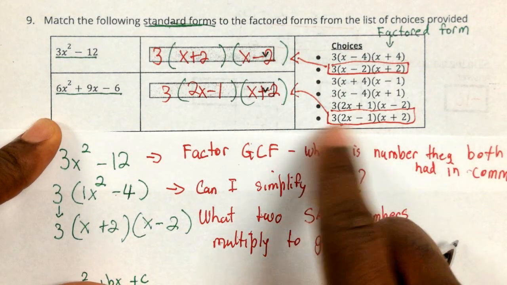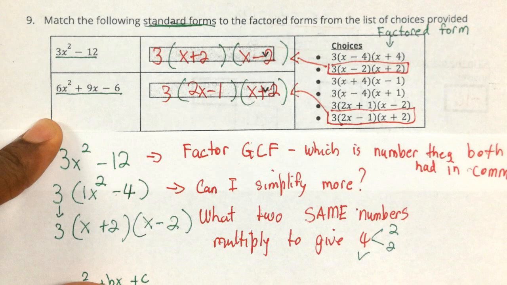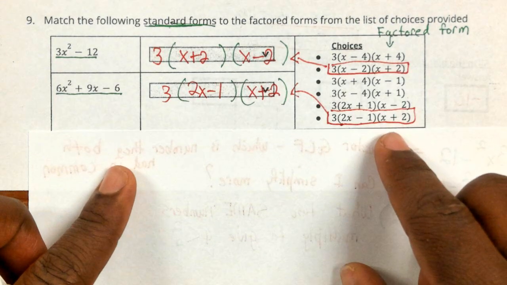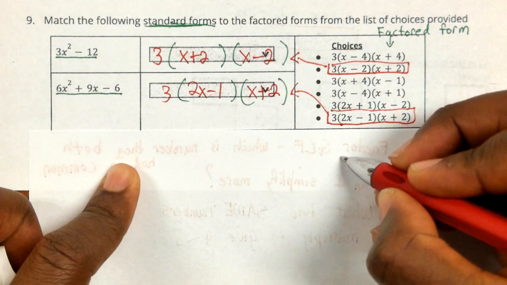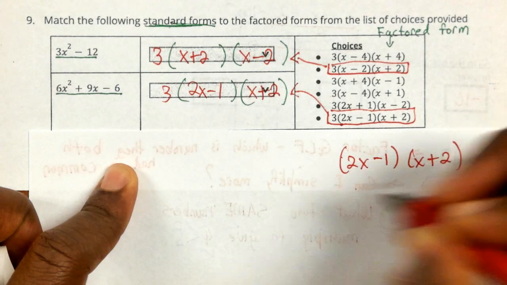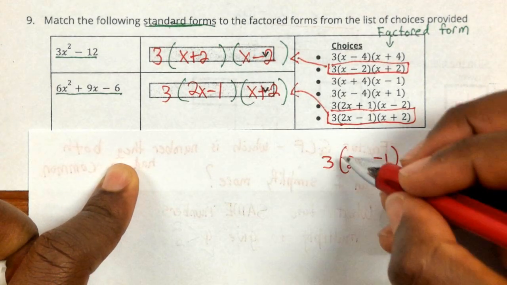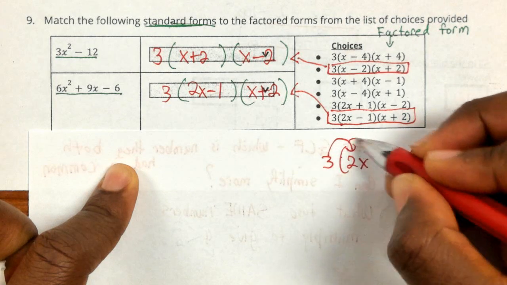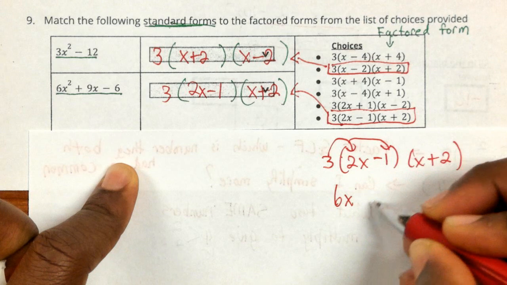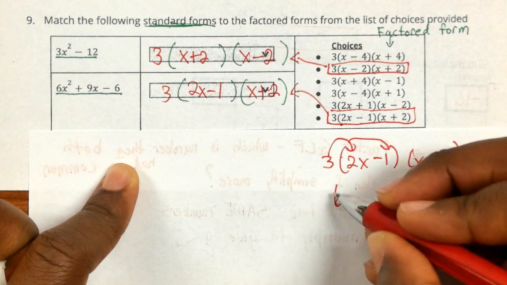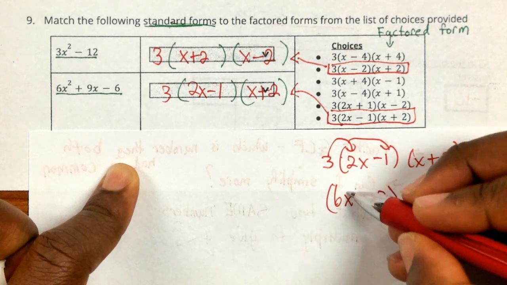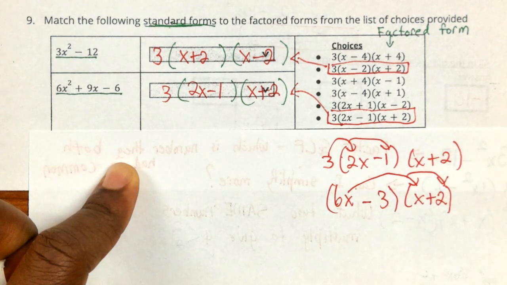Another way you could get it is by foiling. So I'll show you another way that you could get this answer. You could expand all of these, but that's going to take a lot of time. So you could write this out, and then multiply, because this 3 is in front. Multiply by these two terms only, so you will get 6x and then negative 3. And then now multiply it by what you see in this parentheses. So multiply these terms.